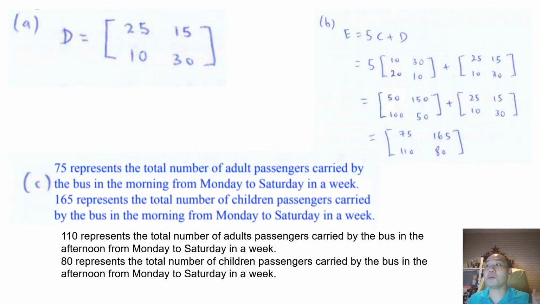What do I mean? The morning must be the first row. The afternoon must be the second row. Adult is on the left column. Children is on the right column. We want to match it with matrix C, right?